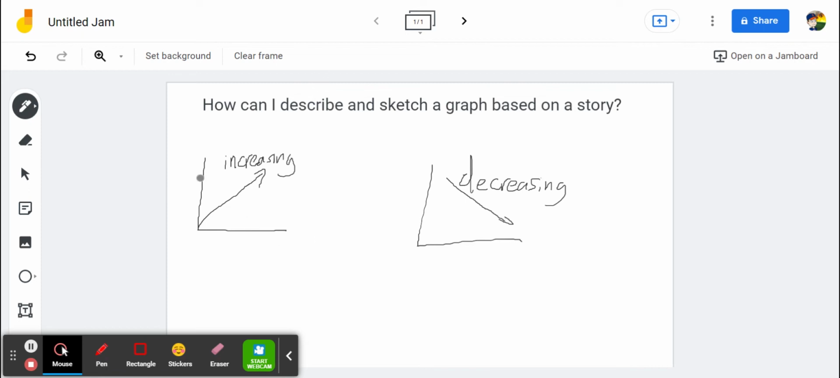In this video, we're going to talk about how I can describe and sketch a graph based on a story. In order to do that, you want to understand what a graph looks like where you are increasing. It looks like a positive association, where the line is going up as it goes from left to right, or decreasing, going down as it goes from left to right.